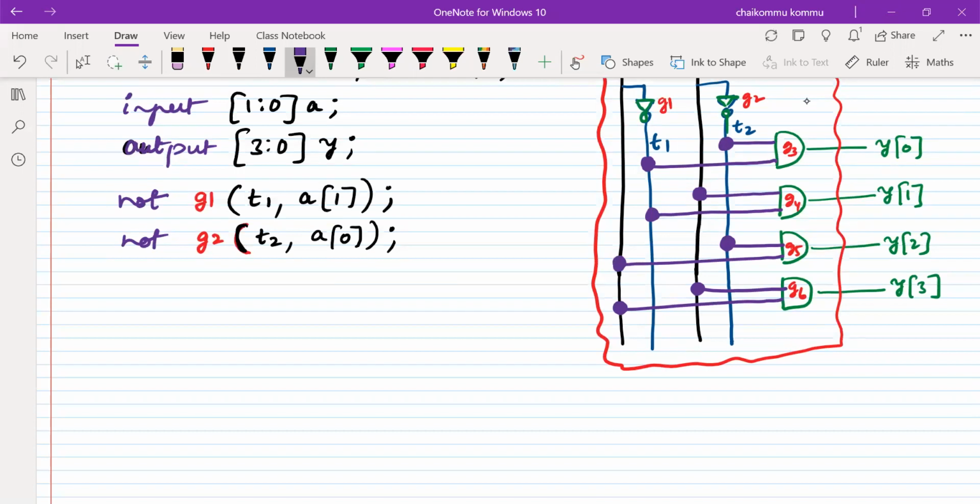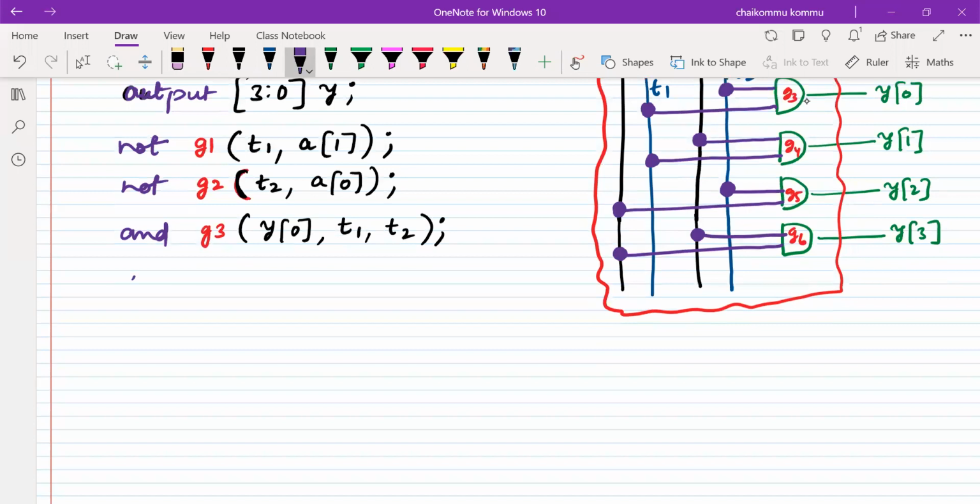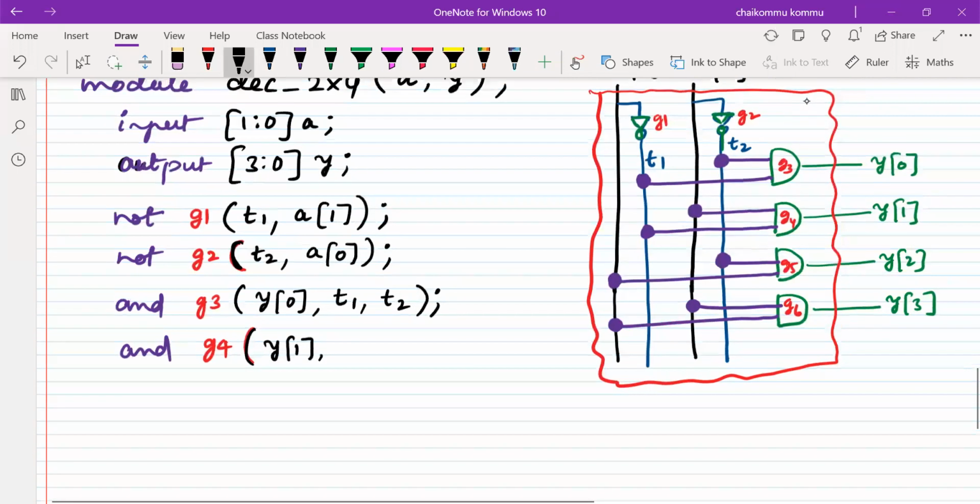Next we take another gate, an AND gate, called G3. Its output is clearly defined as Y of 0. What is the input for this one? T1 comma T2. Next we write another AND gate, G4, with output Y of 1. What is the input for G4? One is A of 0, and the next one is T1.